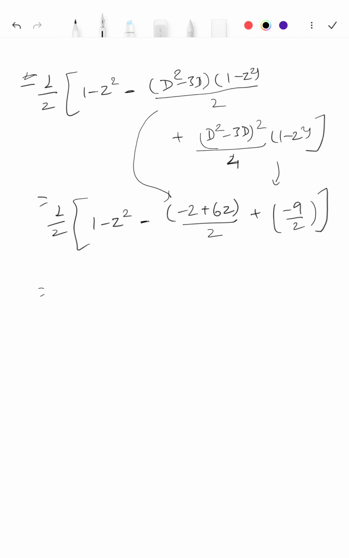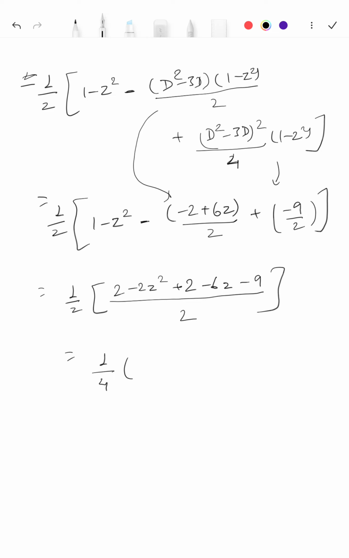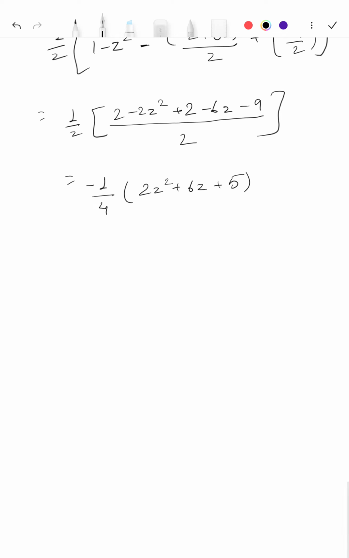Solving this, we get 1 by 2 times, let's take 2 common, 2 minus 2z square plus 2 minus 6z minus 9. So this becomes minus 1 by 4 times (2z square plus 6z plus 5). This is my yp, when my yc was c1 e to the power z plus c2 e to the power 2z.